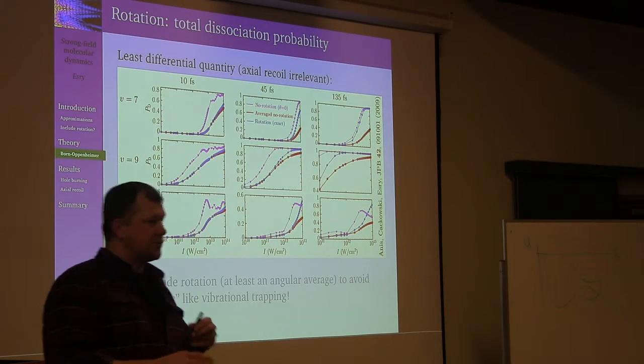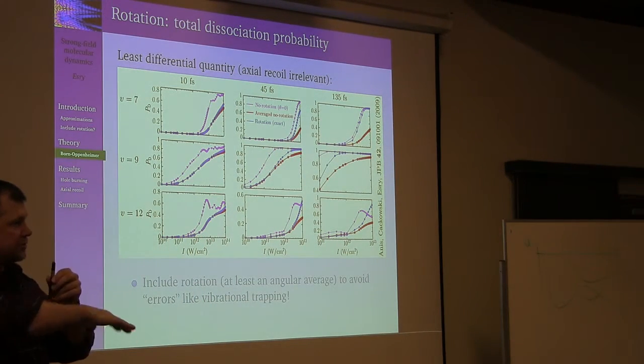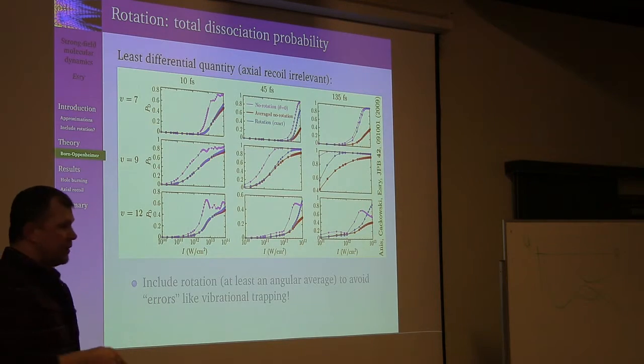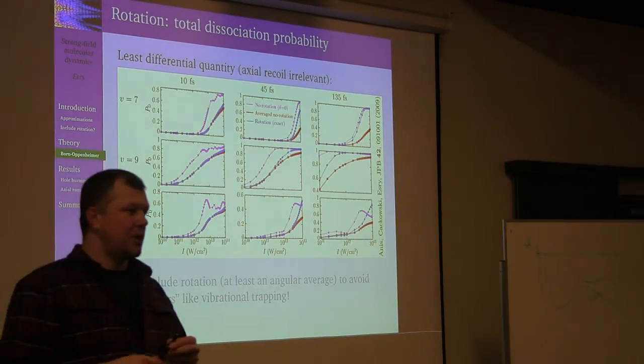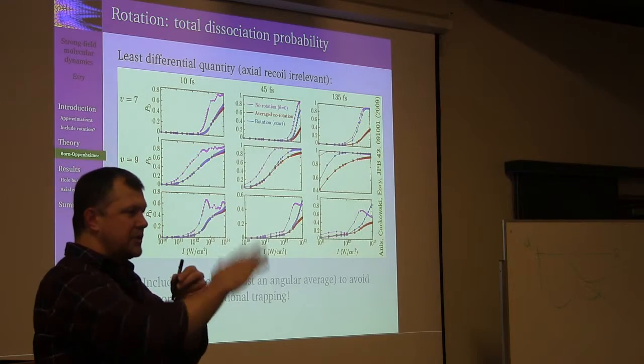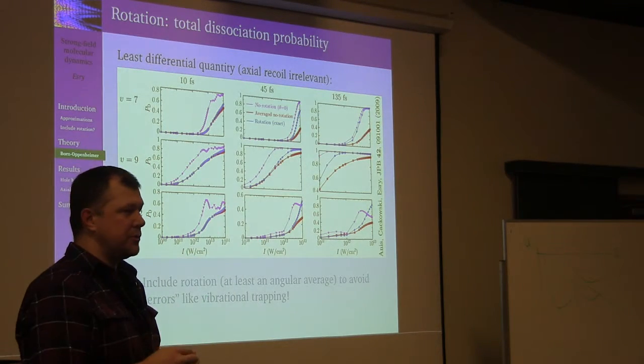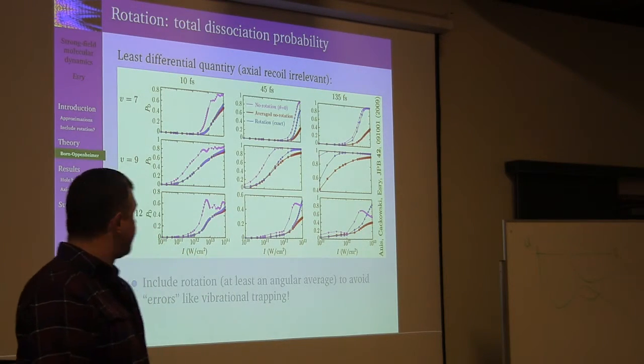Because the laser pulse is so short, it has no time to rotate during the pulse. And in this calculation, we're just asking about the total dissociation probability. So we don't care about any rotation later. All we care about is what happened during the pulse. Does it dissociate or doesn't it?